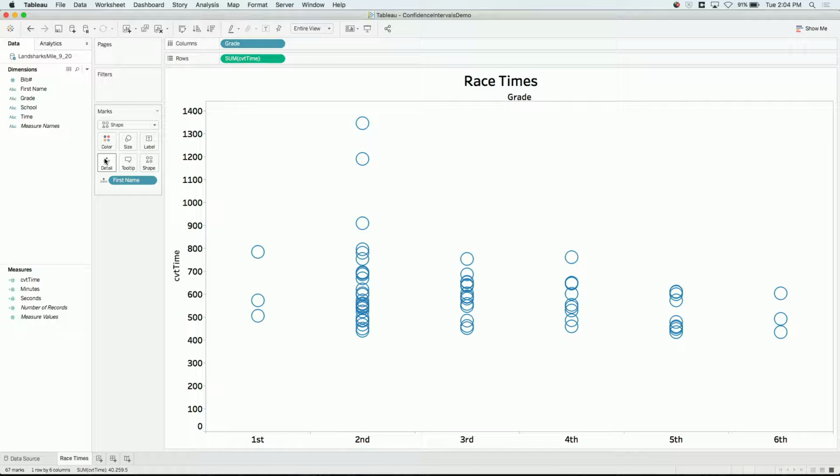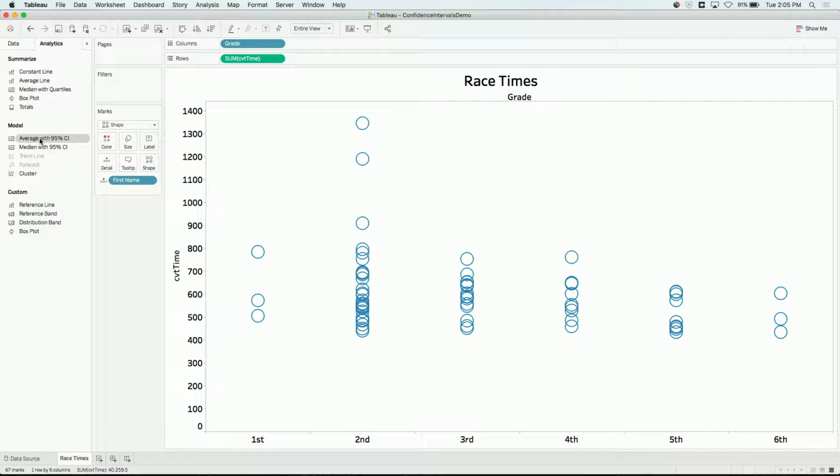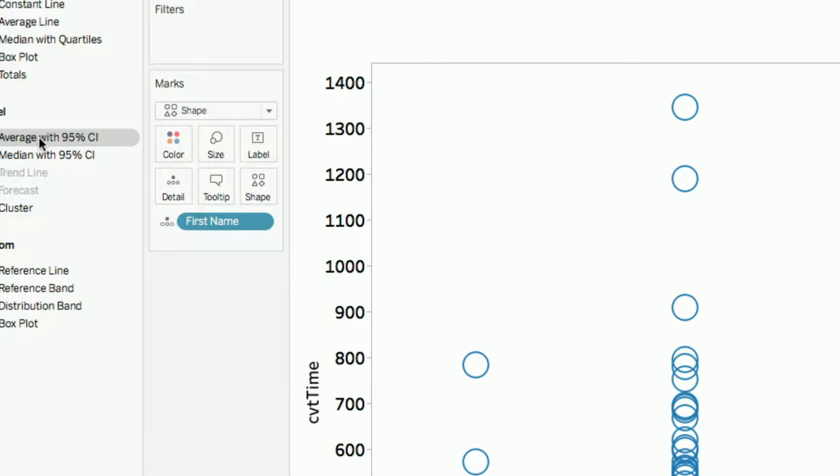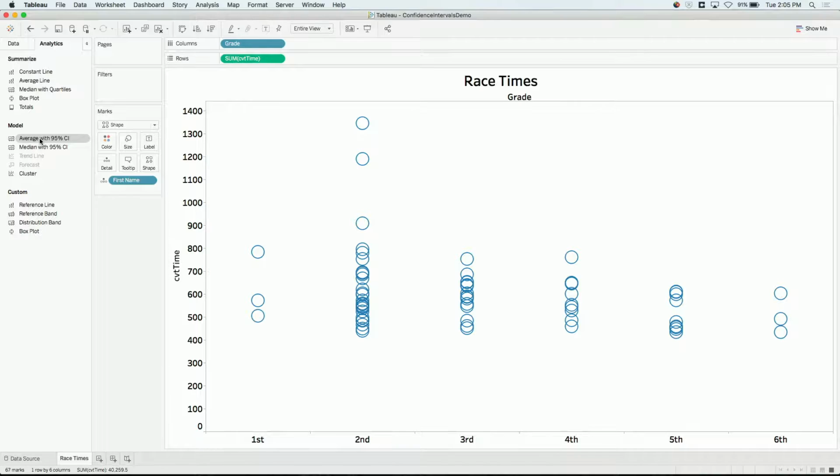I have a sample of children from an elementary school in Seattle. It would be erroneous to use this sample to infer about the population of second graders around the world, so let's narrow it down a little bit. I would like to know if I can run a mile faster than the average second grader in Seattle. From the analytics pane, we're going to select average with 95% CI. It's right there. And then I'm going to do that per cell so that we get an average and confidence interval for each grade.